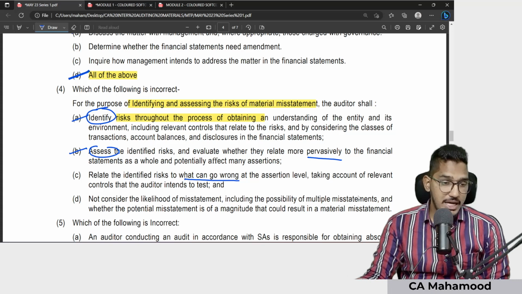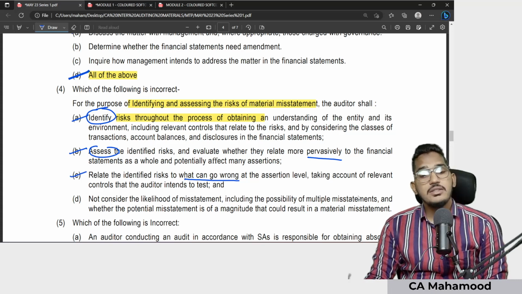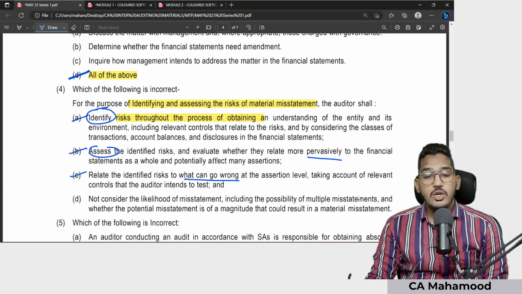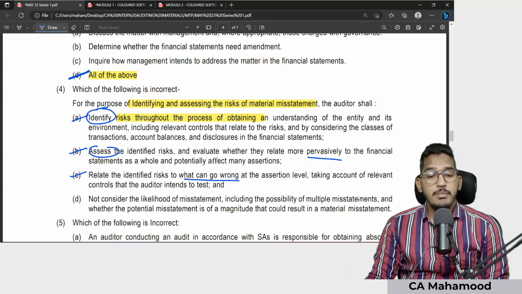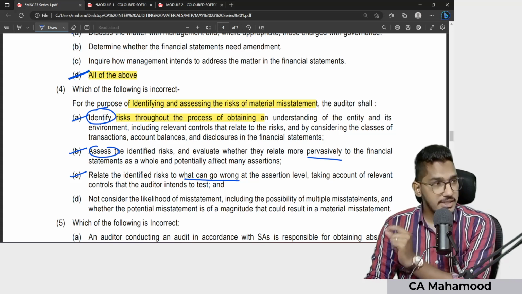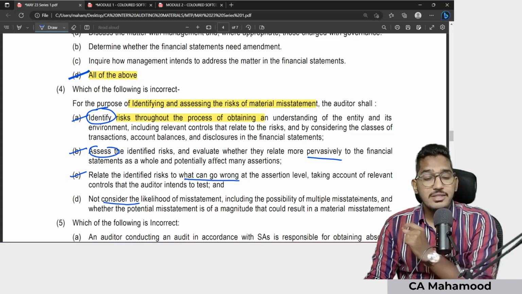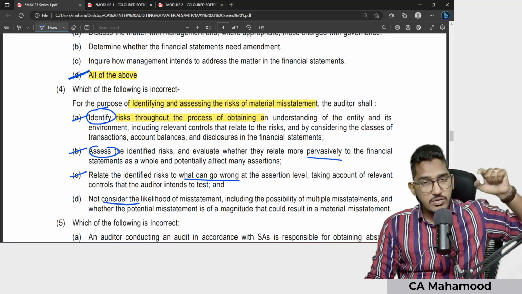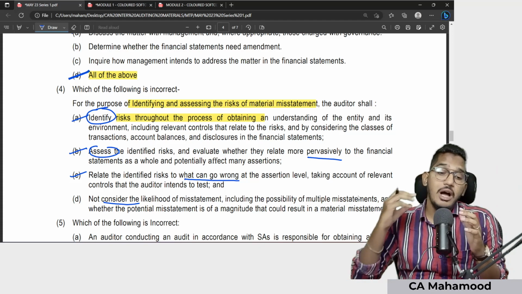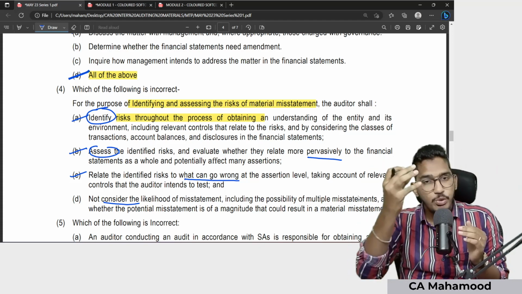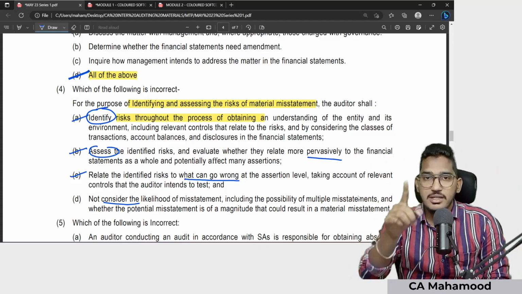Next one, the last point, D: not consider the likelihood of misstatement, including the possibility of multiple misstatements and whether a potential misstatement is of a magnitude that could result in a material misstatement. Guys, he should consider the likelihood of misstatement while performing risk assessment procedures. Because of the risk which you have identified, you should consider what amount of misstatement could happen, what potential misstatement could happen, that is, the likelihood.